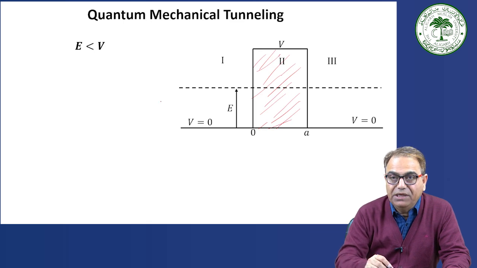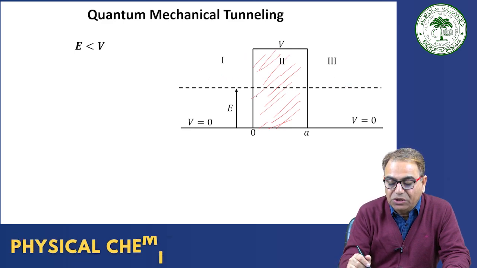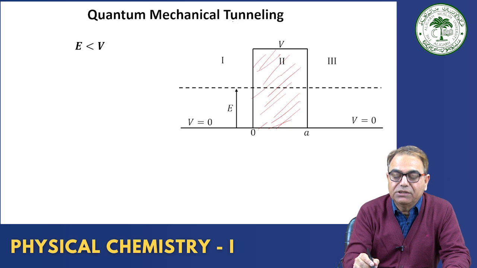Now what will happen if a particle comes in region 1? Whether it will be able to cross region 2 and go to region 3 or not, this we are going to talk about. And if the particle goes from region 1 to region 3, crossing this potential energy barrier, this is called tunneling.